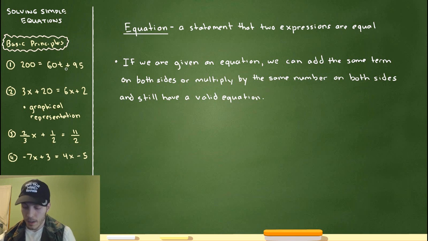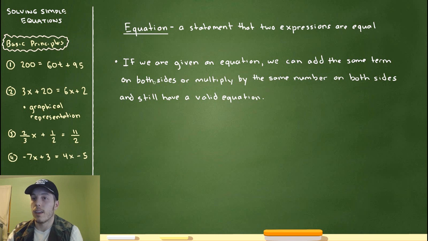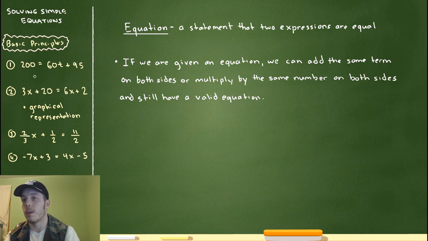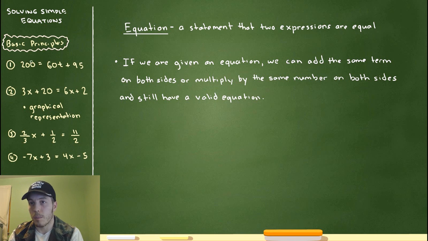One thing to notice about equations is that there's going to be 2 sides. If you look to the left of the equal sign, that's going to be considered the left side of the equation. Left and right doesn't matter, but it's going to be considered one side of the equation. And the other side of the equation will be on the other side of the equal sign. So this expression on the left is equal to this expression on the right.